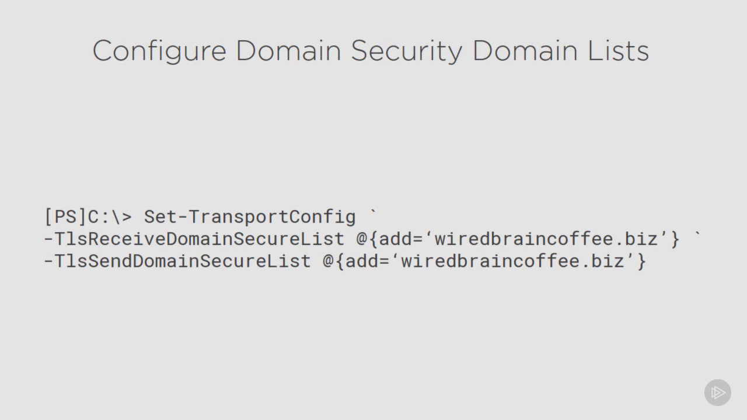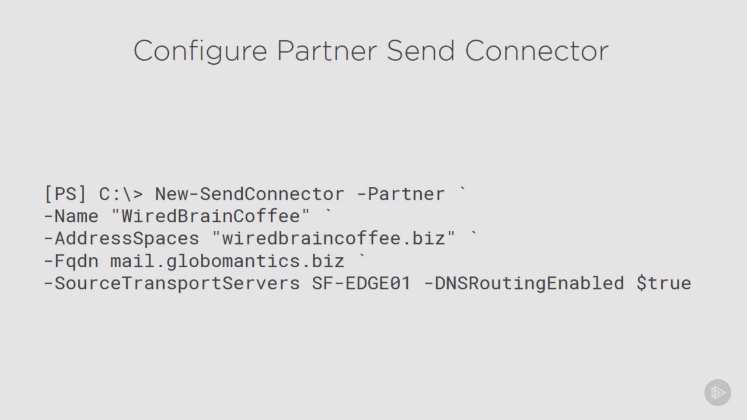specify the domain names for which domain security should be used for receiving and for sending. So they are separate lists. You can have domain security in just one direction or in both directions with a particular partner organization. You then need to configure a partner send connector using the New-SendConnector cmdlet and use the Partner switch to specify partner as the type of send connector. So that will automatically configure the send connector with the correct TLS settings and domain security settings.